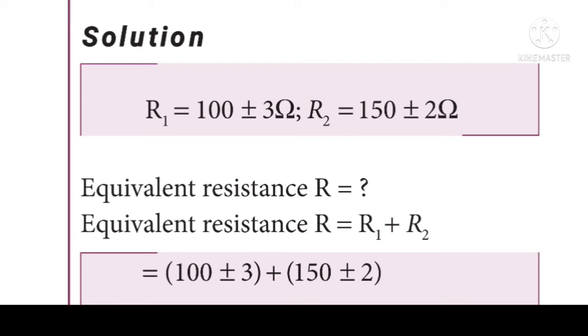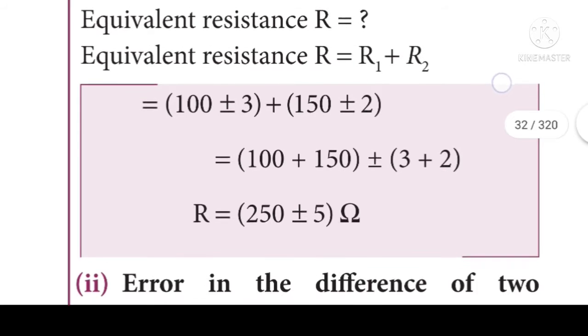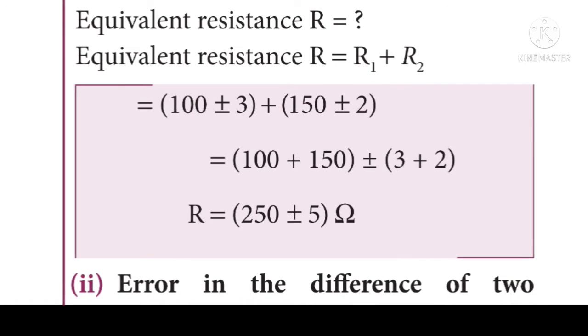The equation for the equivalent resistance when the resistances are connected in series can be written as R is equal to R1 plus R2, which becomes 100 plus or minus 3 plus 150 plus or minus 2, which is equal to 100 plus 150. Take plus or minus outside and write within the bracket 3 plus 2. Hence we get the result as R is equal to 250 plus or minus 5 ohm.